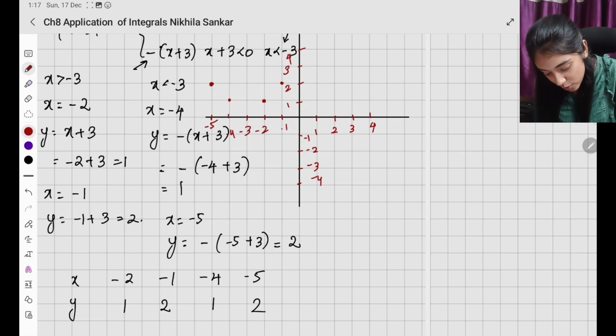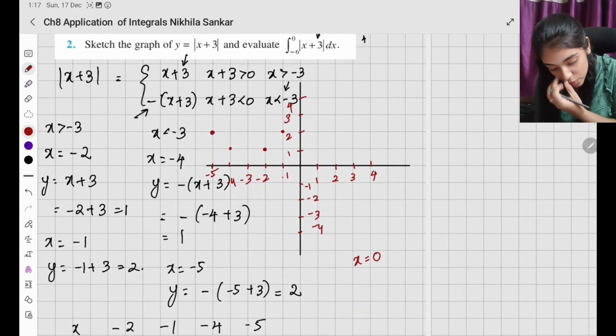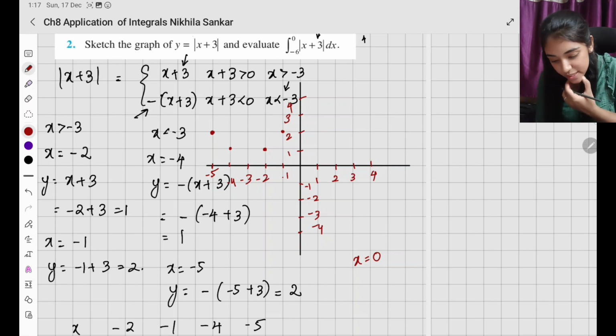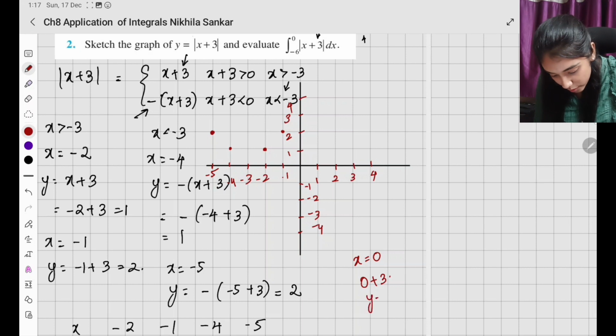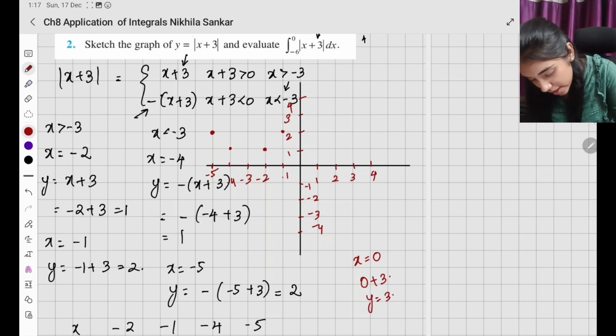If x is equal to 0, we are taking the value which is greater than minus 3. So I'm taking the first function. So I have 0 plus 3. So my value of y is going to be 3. So at 0, it is going to be 3.